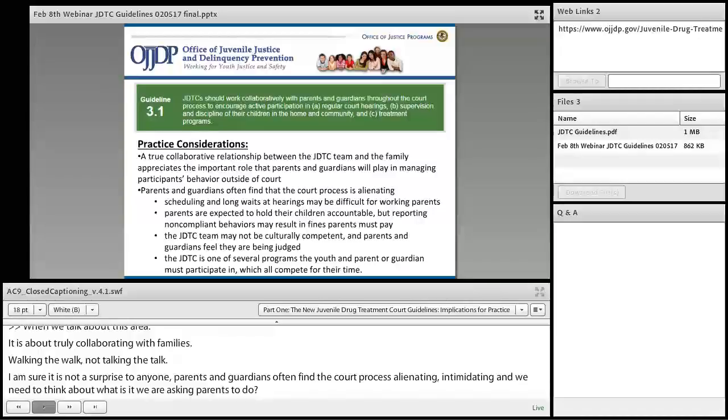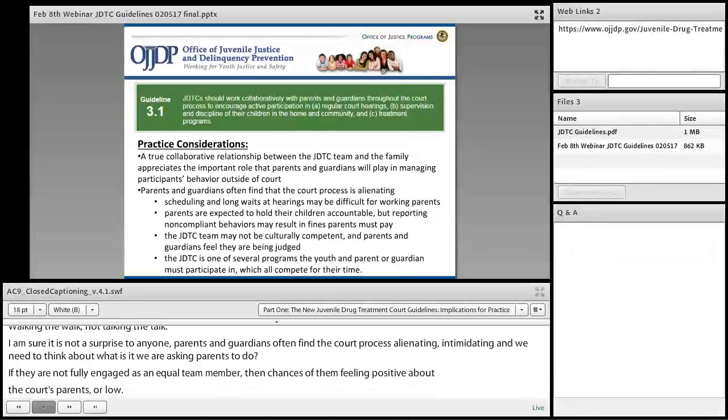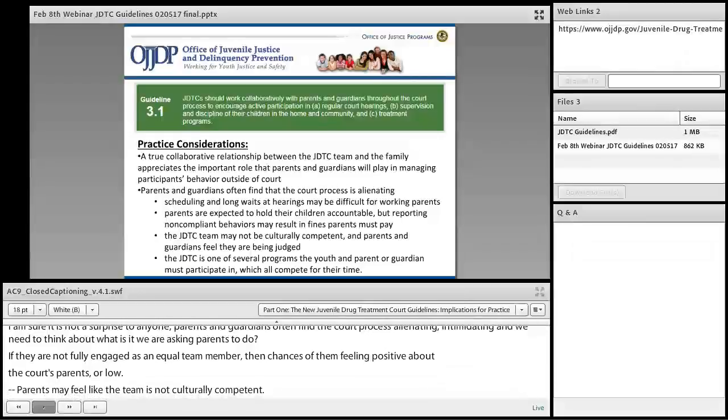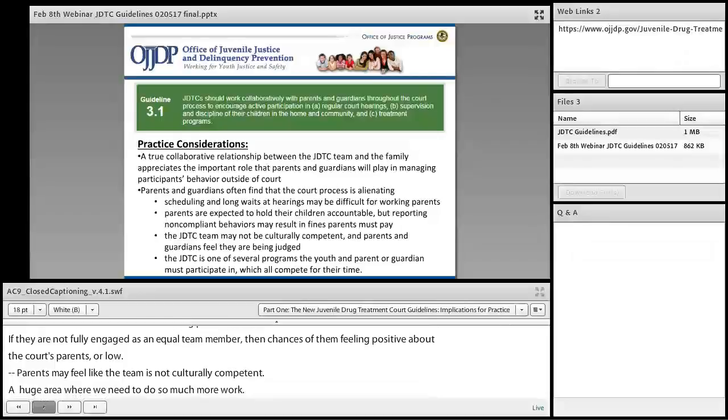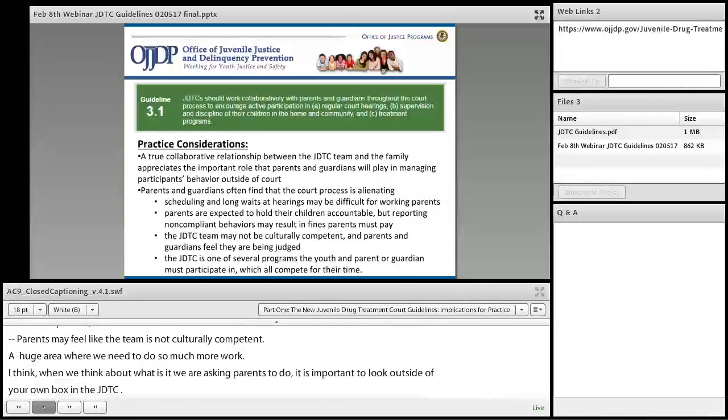Parents may feel like the team is not culturally competent. Again, a huge area where we need to do so much more work. I think also when we're thinking about what it is we're asking parents to do, it's so important to look outside of your own box in the Juvenile Drug Treatment Court. There was a study done in the state of Oregon some years ago that showed that 20% of the families used 80% of the court services. That's how many families had multiple cases pending.